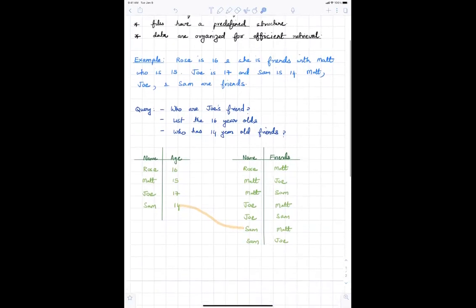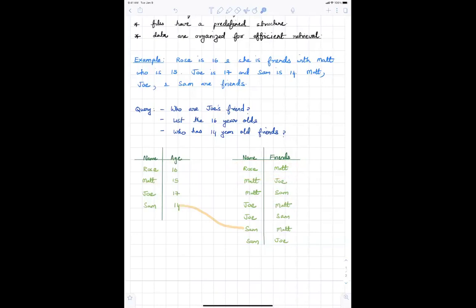And another thing out here, if you notice, I have Matt, his friends, Joe and Sam, but I also have that Rose's friend is Matt. Typically, you would say that if Rose's friend is Matt, then Matt is also Rose's friend.